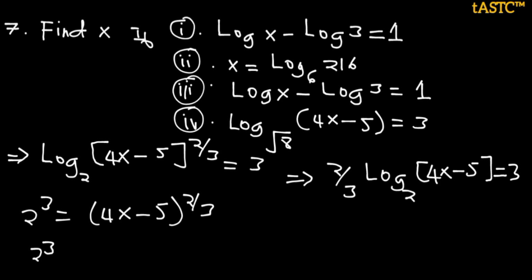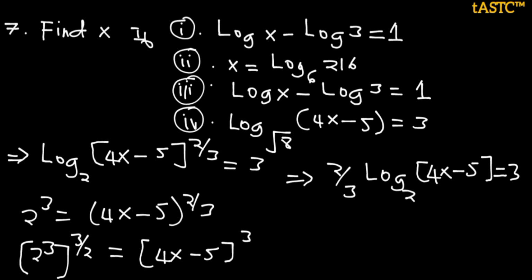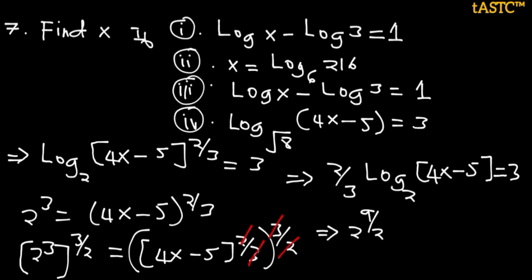So this will be 2 to the 3, all raised to 3/2 on this side, and here we have 4x minus 5, which is raised to 2/3, and then to 3/2 here. Obviously this is going to cancel this, and this would cancel this. And so here we're going to have this multiplied by that, which would be a 9. So this would be 2 to the power of 9 divided by 2, and that is equal to 4x minus 5.